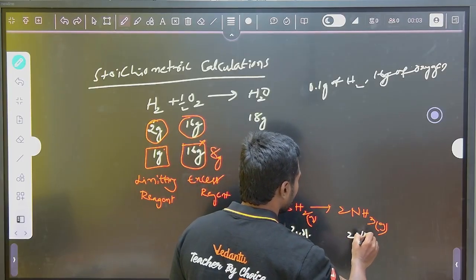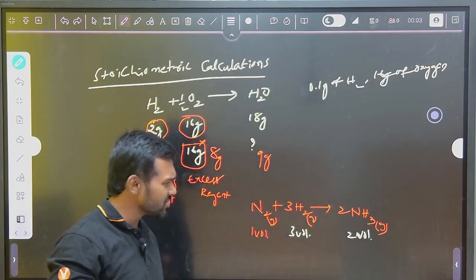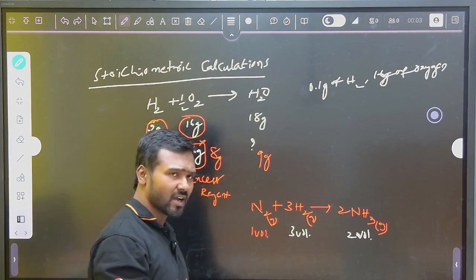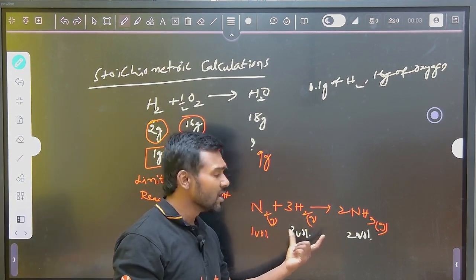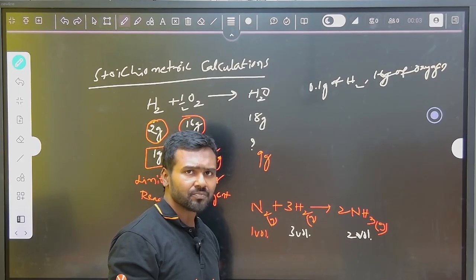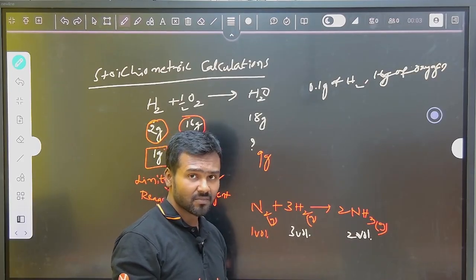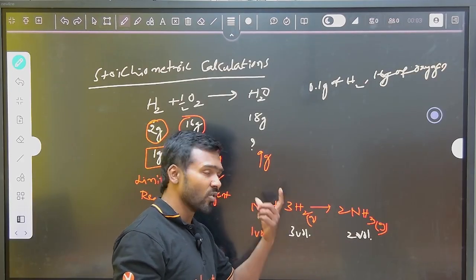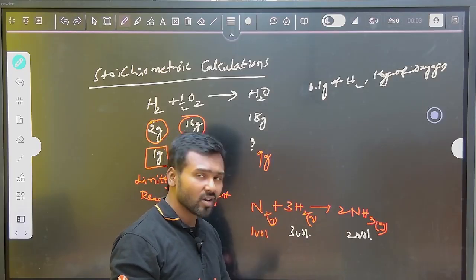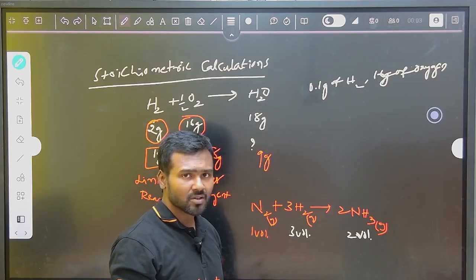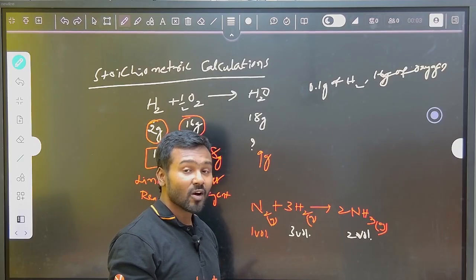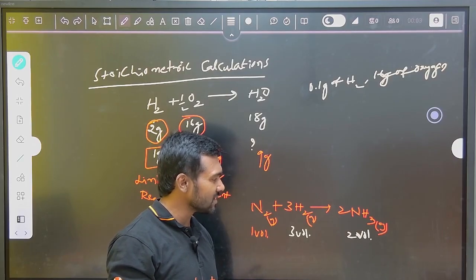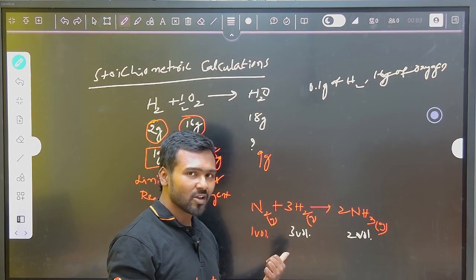volumes. What is the implication here? If you take the ratios, one volume of N2 reacts with 3 volumes of H2 and you get 2 volumes of NH3, right? So 1 plus 3 is 4, you are not getting 4, you are getting only 2. Then where is the remaining 2? That means the volume has decreased, since the reactants' volume is more and the products' volume is less.